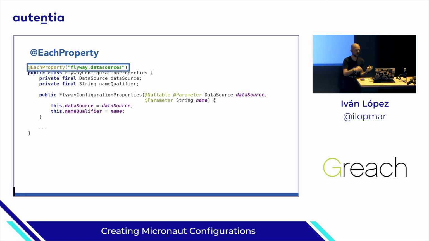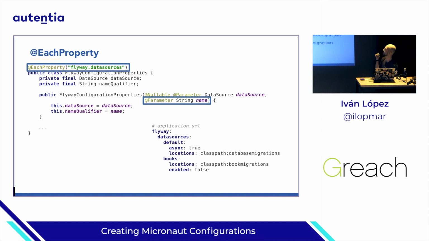So you can say flyway.datasources.books, and then all the properties for that. And then another property, flyway.datasources.users, right? So these books, users, that's the name that will be stored here as a parameter. And Micronaut will create, in this example, flyway configuration property beans with that name. And you will use that name later to basically know for which data source this flyway configuration object is linked.